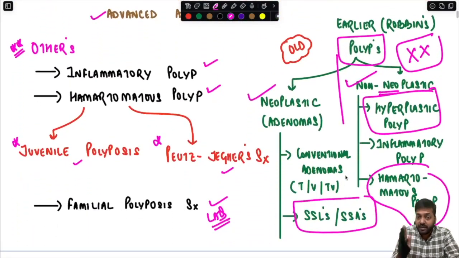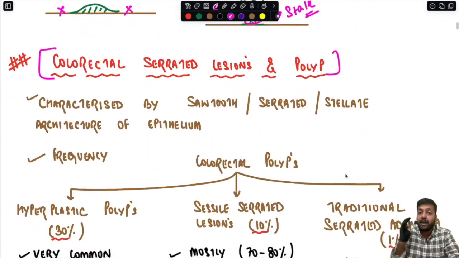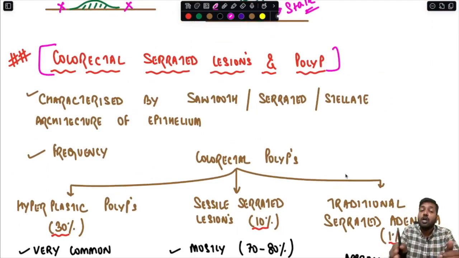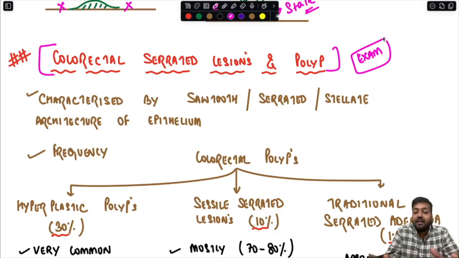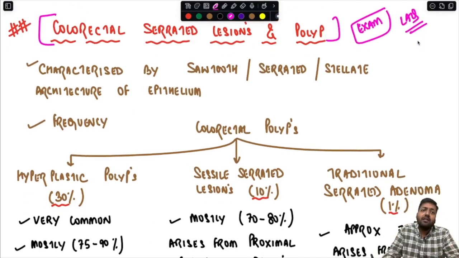So please pay a lot of attention. I am going to discuss very important practical points which will help you differentiate between these important lesions, and mind you, this can come as an important exam slide. Then the viva will go into the differentiation of each, and it is asked as a long answer question in the exam. This group of lesions is characterized by sawtooth, serrated or stellate architecture of the epithelium. What is that? I will show you.